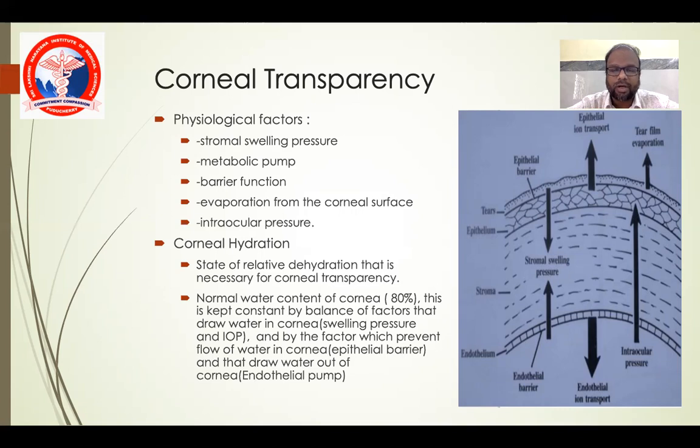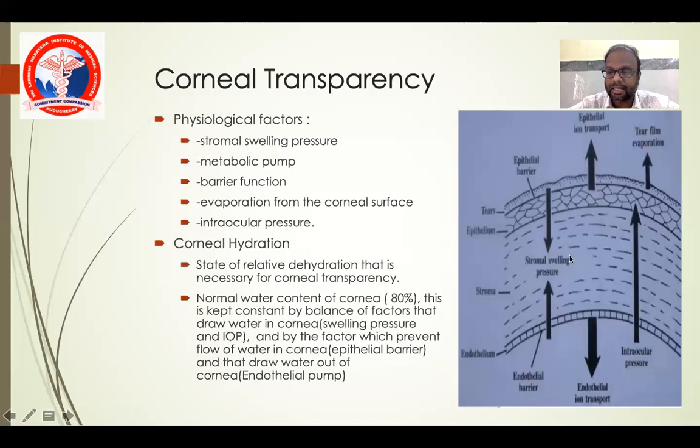So how is corneal hydration maintained? The cornea is in a state of relative dehydration. This relative dehydration is necessary for corneal transparency. Normally the corneal water content, as we said, is about 80%. This water content in the cornea is kept in balance by factors which draw water into the cornea, like the swelling pressure and the intraocular pressure.